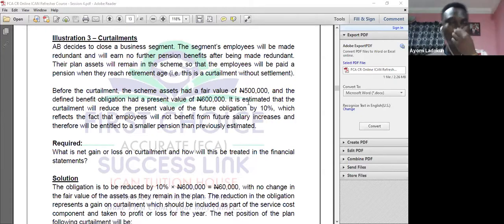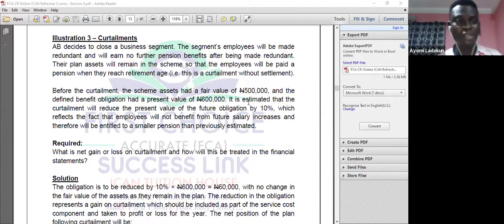So let's take a look at curtailment. We said curtailment is when there's a material reduction in plan liability, right? Maybe some of your staff resign, so that could be a curtailment. Or they were redundant because of a scale down in operation. So how do you account for the net gain or loss on curtailment? Let's take a look at this illustration. I'm not really too sure whether I have an idea of that question. Well, obviously, once we know the principle, we just apply it on any question, right?